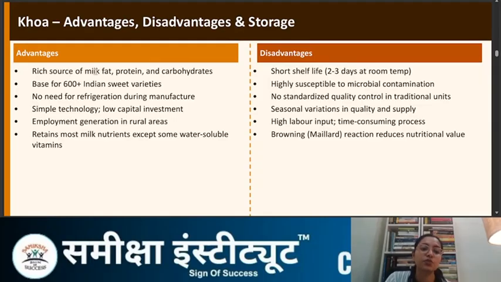It is a rich source of milk fat, protein, carbohydrates, and it is a base for 600 plus Indian sweet varieties. Majority of Indian sweets will have khoa as the base. Then no need for refrigeration during manufacture. It is a simple technology, low capital investment, cost effective, easily available even in the rural areas. Employment generation, provides employment to the rural areas. Then it retains most milk nutrients except some water soluble vitamins which might be lost during production.